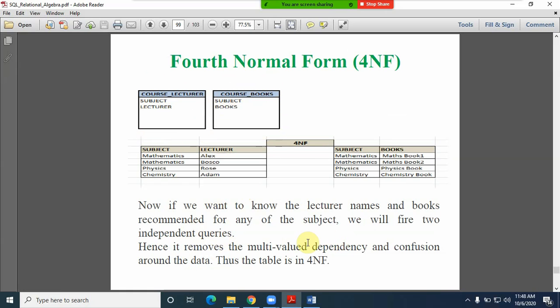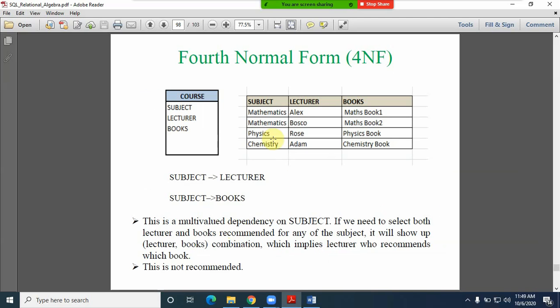Now just observe here, friends. If you want to know the lecturer names and books recommended for any of the subject, we will fire two independent queries. In the earlier case, friends, for the maths we are getting two lecturer names as well as two book names, which is nothing but multi-valued access. So for maths, if I am taking LX, I am getting two books. If I am taking maths book 1, I am getting the dependent lecturers.